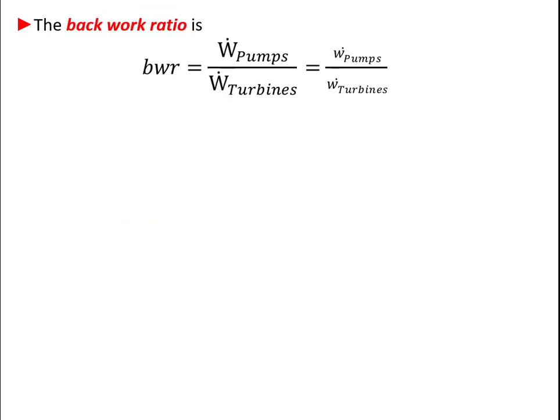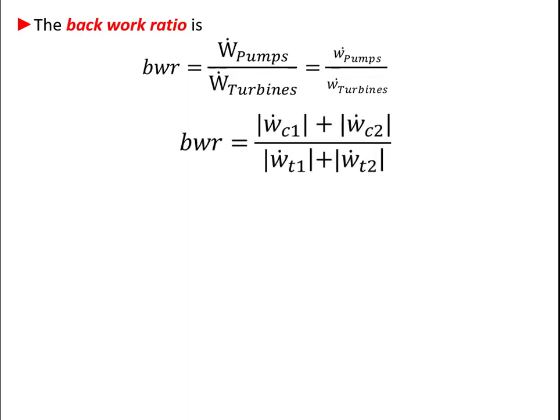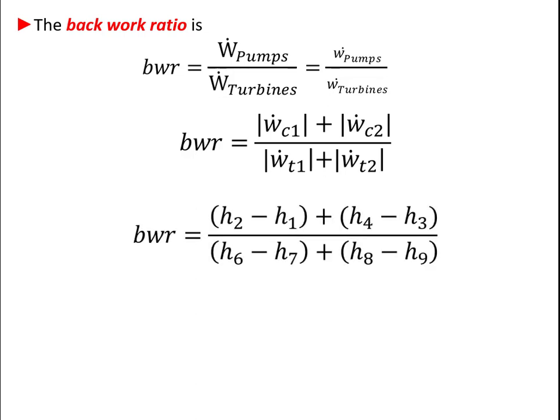I might also be interested in a backwork ratio, which is going to be the power consumed by all the pumps, or in this case we call them compressors because the working fluid is air. And I'm going to divide that by the power developed by all the turbines, remembering that my power plant's first customer is my power plant. So for my backwork ratio, I like to take absolute values because the signs of the pump power and the turbine power are different. So I've got to remember to take absolute values here.